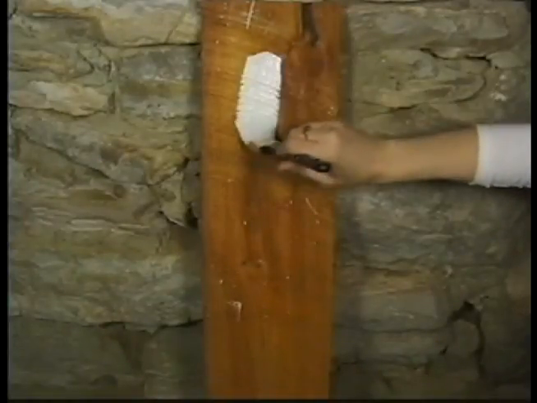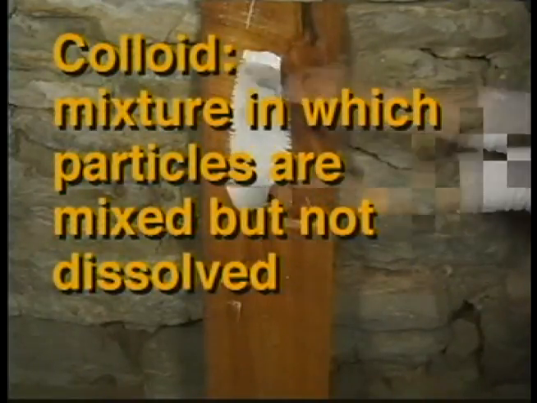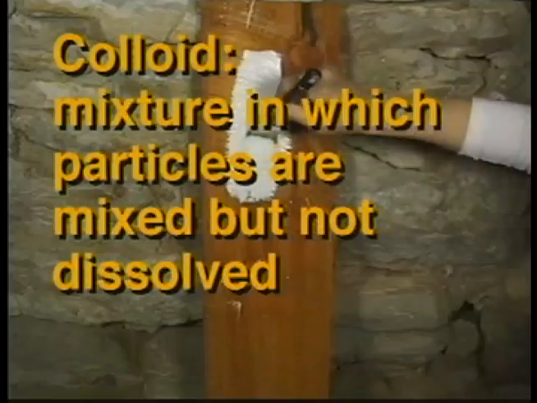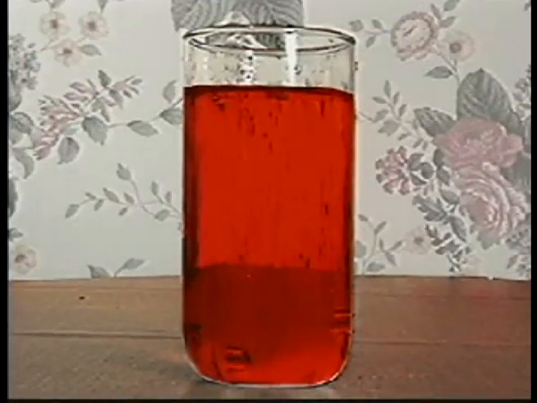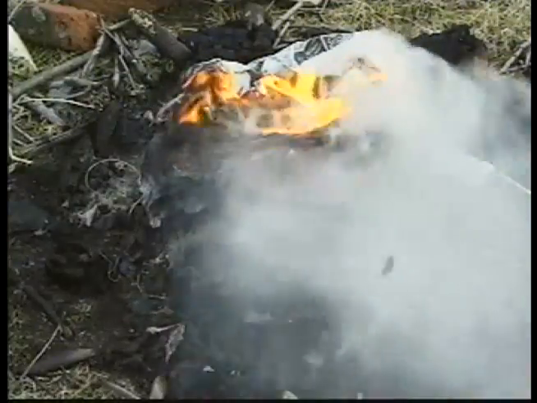Mixtures, like paint, are called colloids. A colloid is a mixture in which the particles are mixed together but not dissolved. The particles in colloids do not settle out and are continually bombarding each other. Shaving cream is a foam that is a colloid. Fog and smoke are colloids and appear quite cloudy.